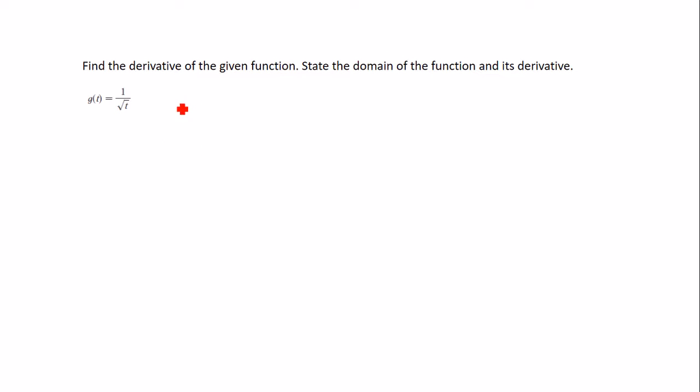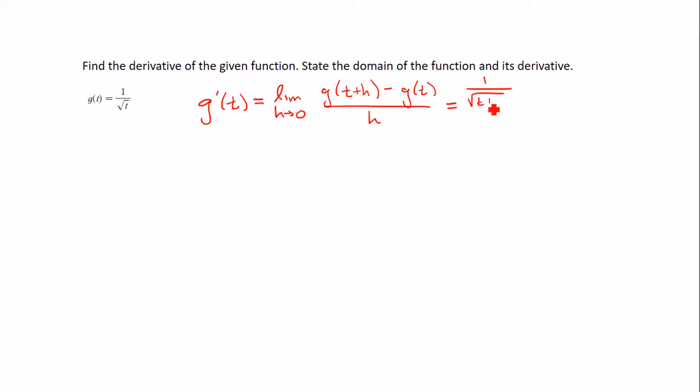So, the derivative of g, so g prime of t, is given by the limit as h approaches 0 of g of t plus h minus g of t all over h. And so plugging stuff in, this is 1 over square root of t plus h minus 1 over square root of t all over h. Oh, I dropped my limit sign. Limit as h goes to 0. Okay, good.